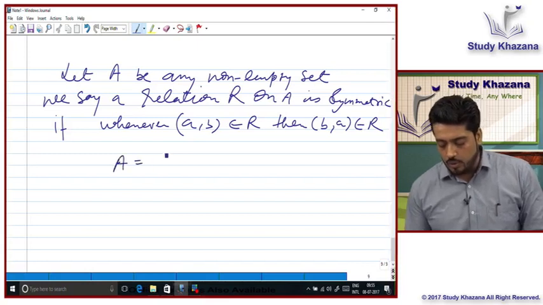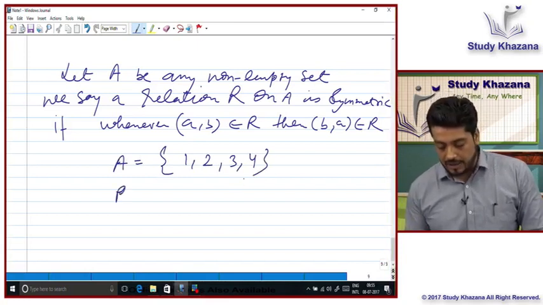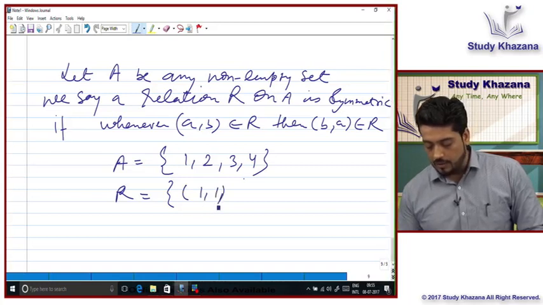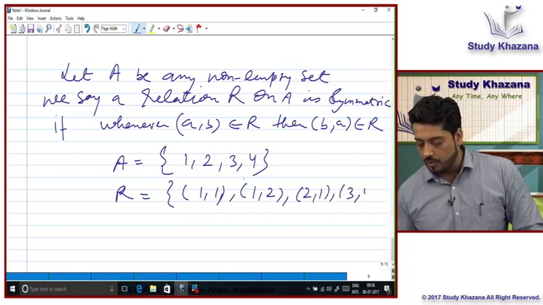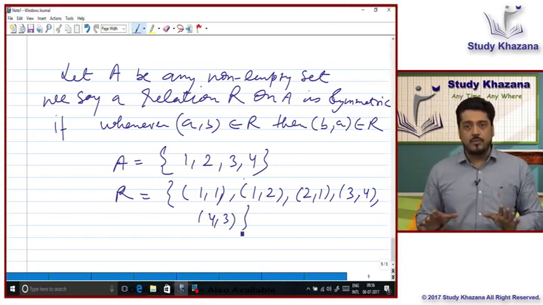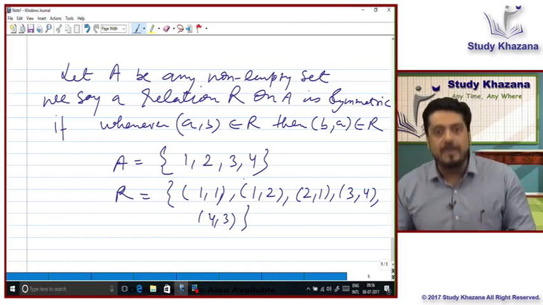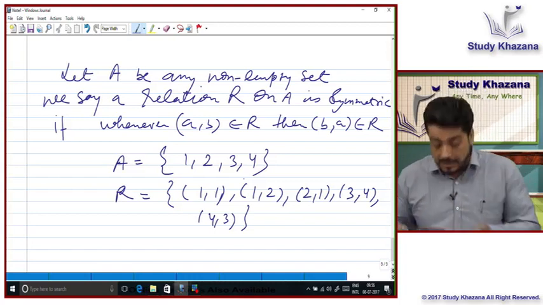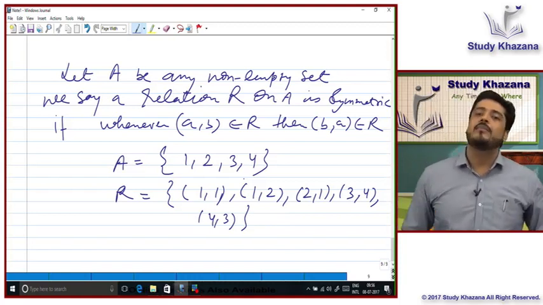Again, let us take the example. Let A be the set {1, 2, 3, 4}. And let us define a relation R on A as {(1,1), (1,2), (2,1), (3,4), (4,3)}. Is this a relation? What is the requirement for a relation? That this must be a subset of A cross A. That means the elements appearing in R must be a part of A cross A, and that is the case. You can verify that each ordered pair is an element of A cross A.